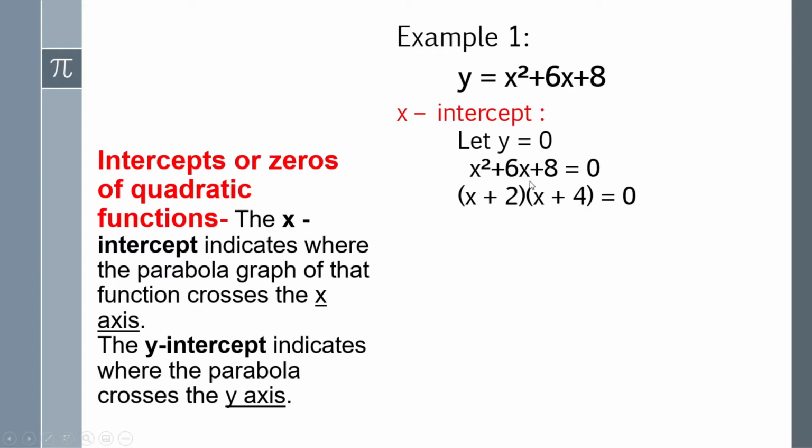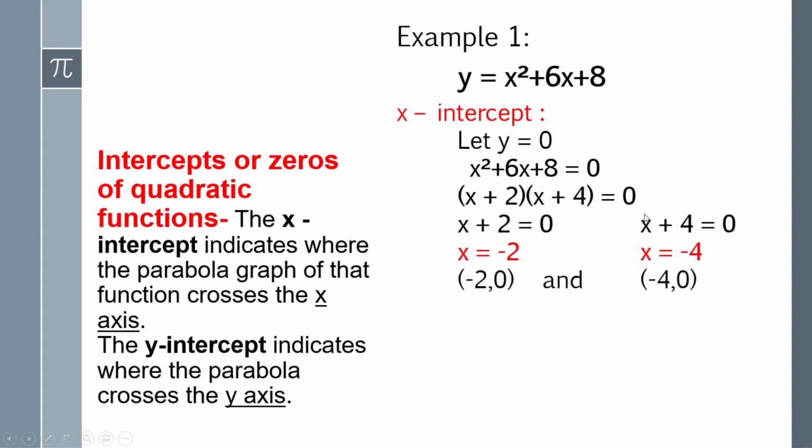Then factoring. So factor ng 8. x² + 6x + 8 is (x + 2)(x + 4) = 0. Then equate natin into 0. Then itong x + 2, transpose lang natin yan. So it becomes negative 2. Ganun din dito. So from positive becomes negative. And ito na yung magiging coordinate niya. Negative 2, 0 and negative 4, 0. Ito na ang kanyang x-intercept. So, ito yung mga points kung saan duman yung graph.